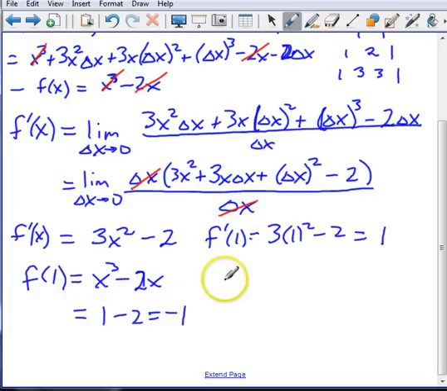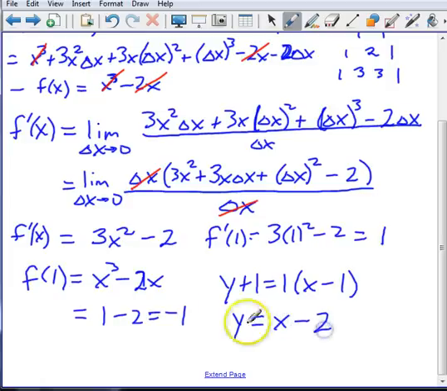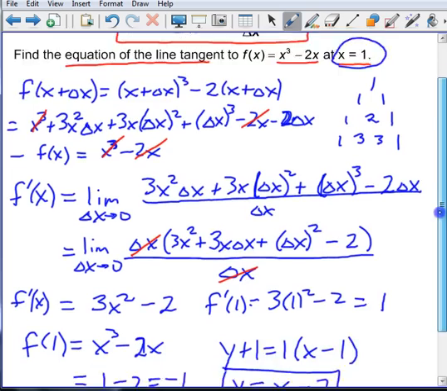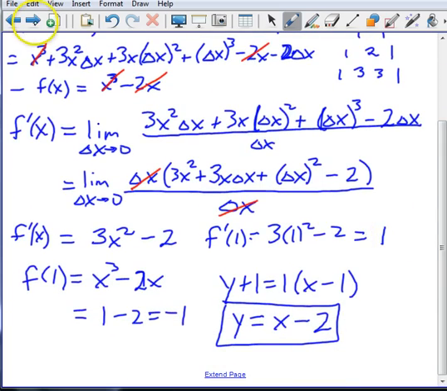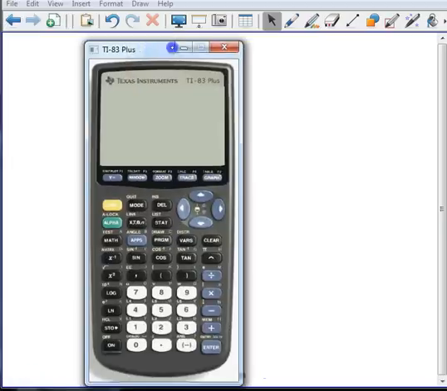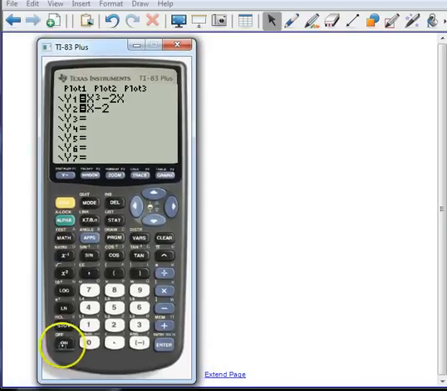So putting that information into point slope form, y plus 1 equals our slope times x minus the x coordinate, and that works out to y equals 1x minus 2. That's the equation of the tangent line to this cubic equation at x equals 1. And if you want to see what that looks like, I've already loaded that into the calculator here.